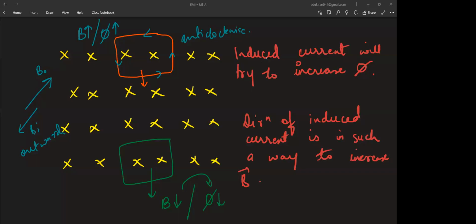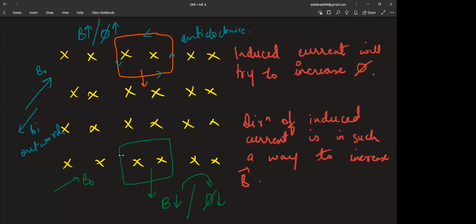Yeah, so how will it oppose? If magnetic field is decreasing, so it will try to increase the magnetic field. Increase. Very good. Our induced current will try to increase this. This is decreasing, so our induced current will try to increase this. Correct? So the original magnetic field is still pointing inwards.